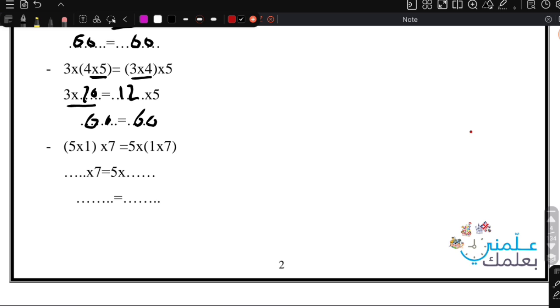The last one, 5 times 1 times 7. I will start with the parentheses. 5 times 1 will be 5, and 1 times 7 will be 7. 7 times 5 will be 35, and 7 times 5 will be 35. They are equivalent.